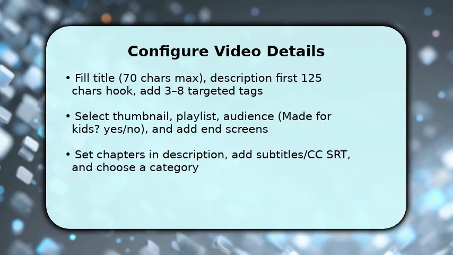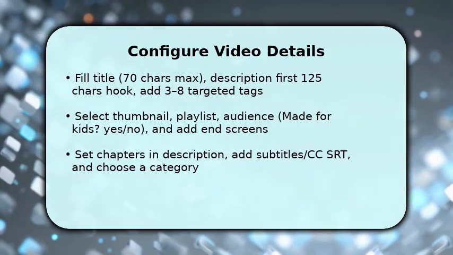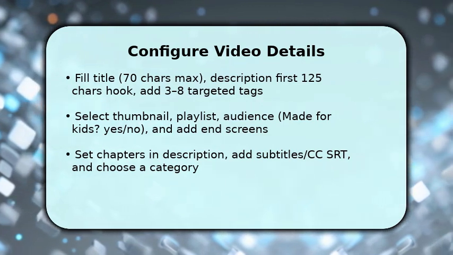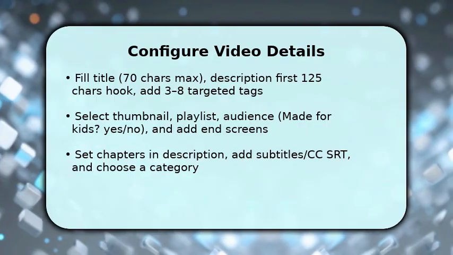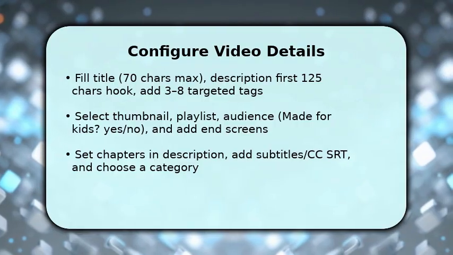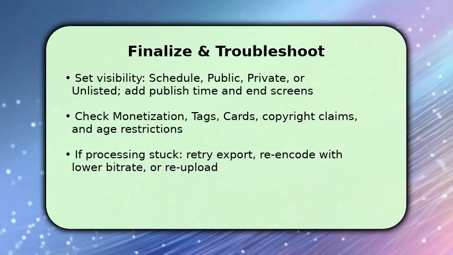Choose the correct audience setting and category because YouTube uses them for recommendations. Once these fields are complete, inspect the thumbnail and preview. Make sure visuals match the title so viewers aren't misled. You finish by choosing visibility and scheduling or publishing immediately.